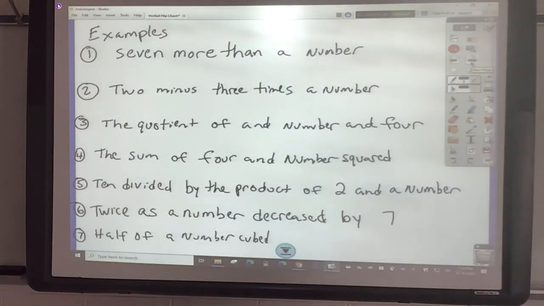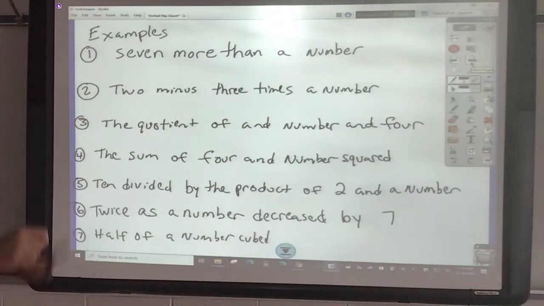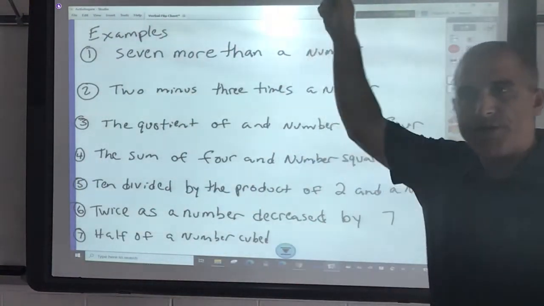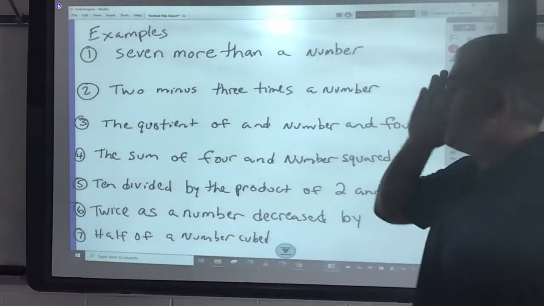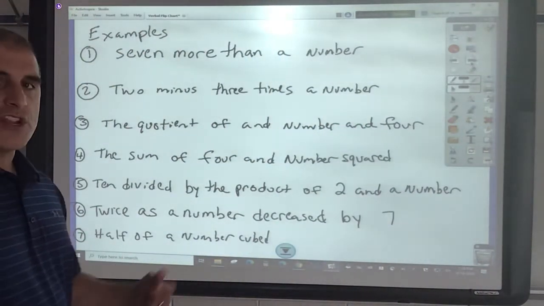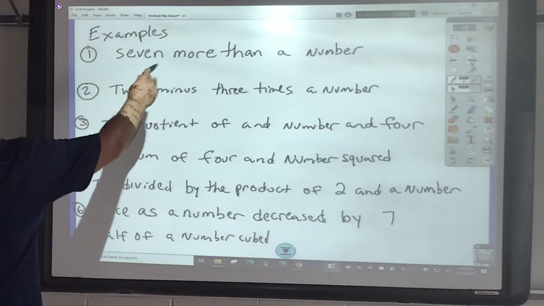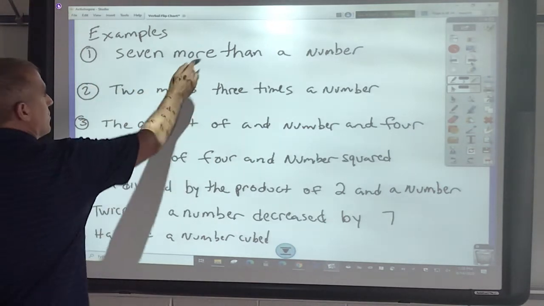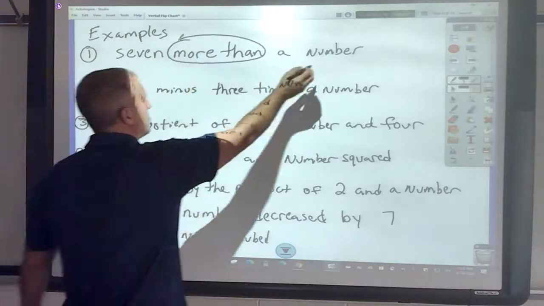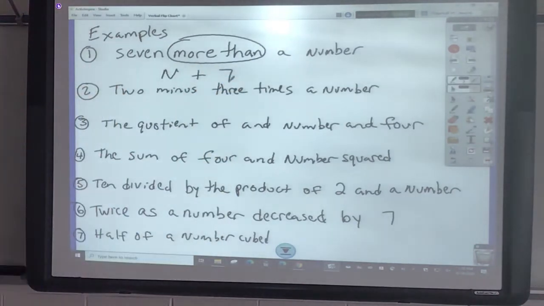Now, we're going to go ahead and practice a couple of these. Once again, don't write these down. Maybe write on your notepad, just number down 1, 2, 3, 4, 5, 6, 7. As we go, I'm going to read it, in your mind write down what you think it is, and then I'll write down what it is. 7 more than a number, so there's that big more than. So 7 and a number, a number is like our variable. We use n plus 7, 7 more than n.